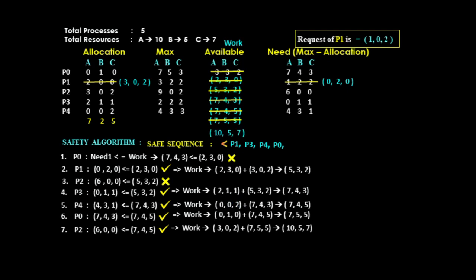Now we have constructed a safe sequence. The safe sequence is P1, P3, P4, P0, P2, which implies that the system is currently in a safe state. Therefore, we can allocate the resources which were requested by the process P1.